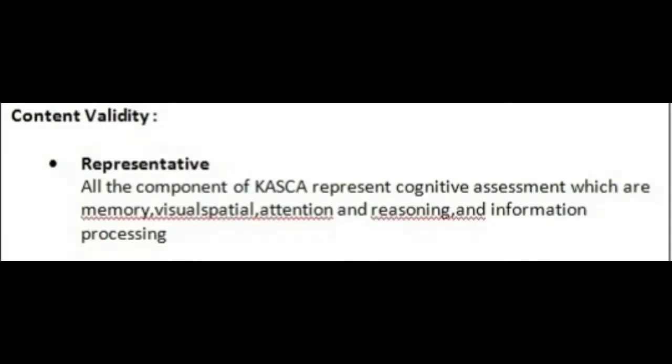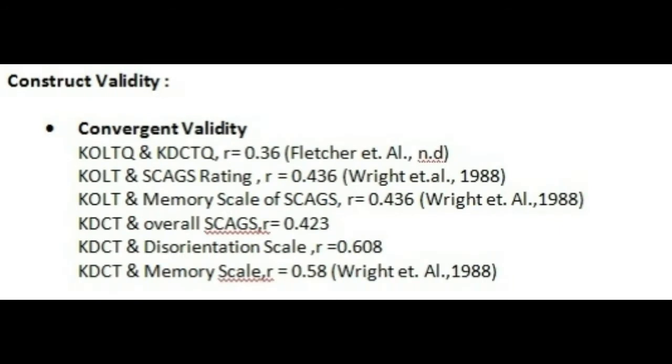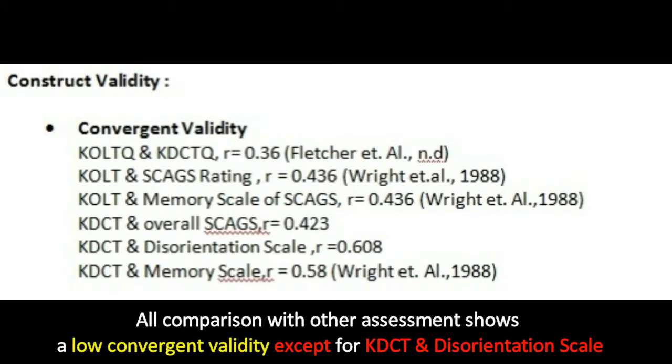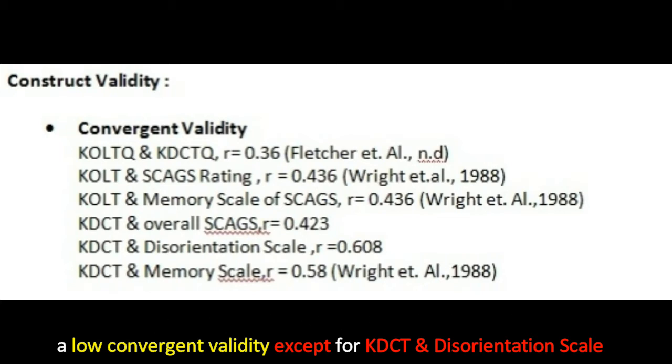For content validity, this KASCA assessment is under-representative. All components of KASCA represent cognitive assessment, which are memory, visual spatial, attention and reasoning, and information processing. Second, for the construct validity, in terms of convergent validity, all comparisons with other assessments give a low convergent validity, except KDCT and the disorientation scale, which is 0.608.